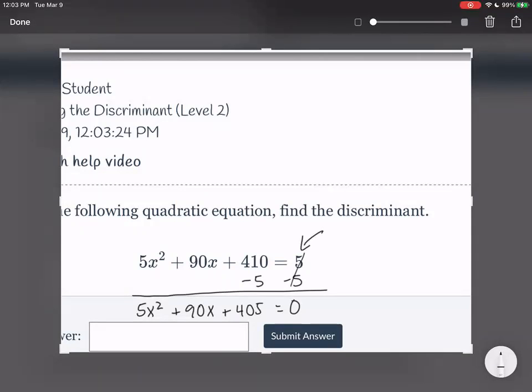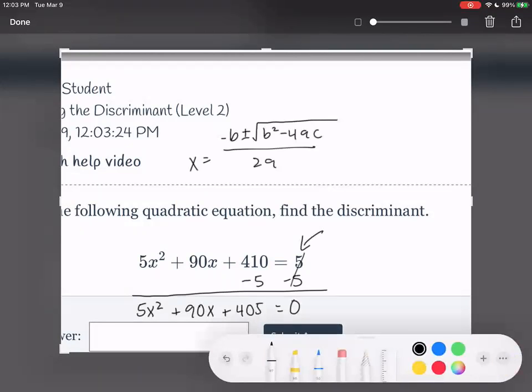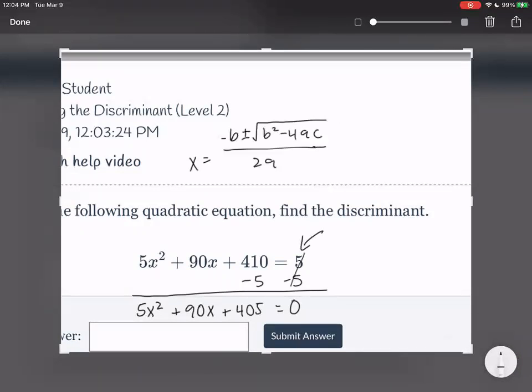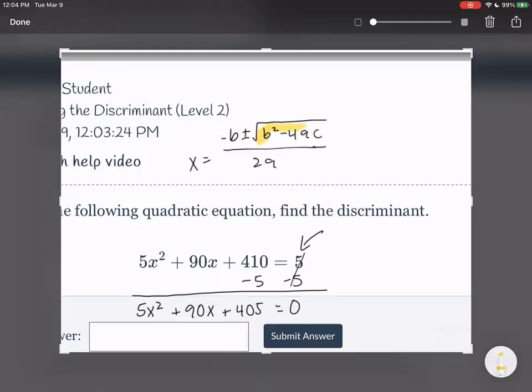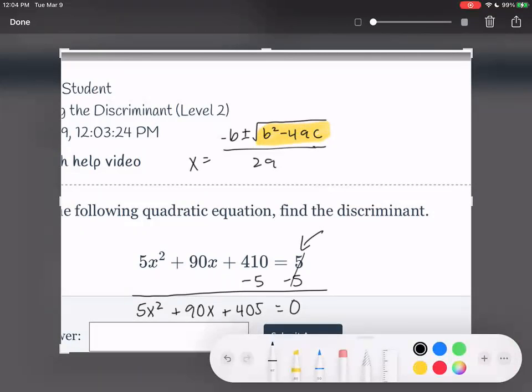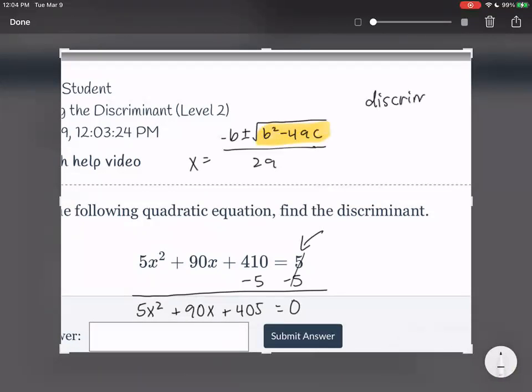Okay, so let me write out our quadratic formula. The discriminant is an important part of the quadratic formula because it tells us how many roots you will have, how many answers you will have essentially. The part of this formula that tells us how many answers you will have is this part inside of the square root. This part that I just highlighted is called the discriminant. So the discriminant is equal to b squared minus 4ac.